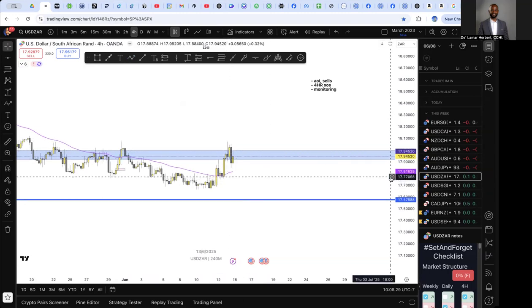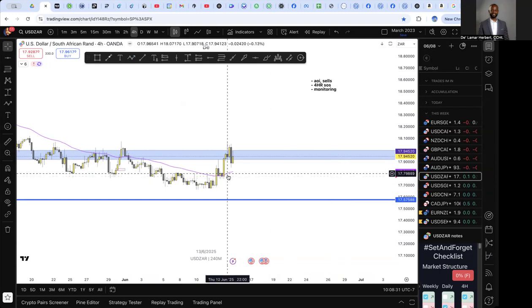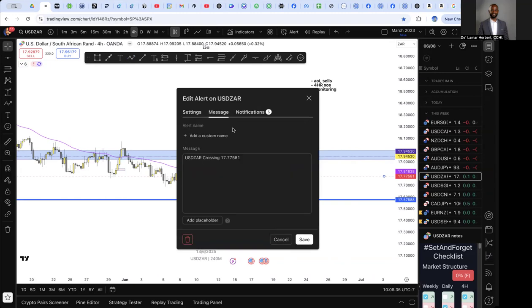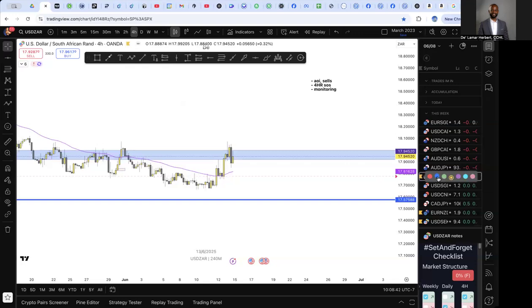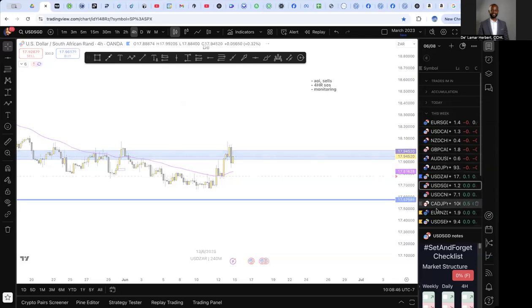I'm going to go ahead and throw an alert right here, and we'll be pretty close to our take profit. So I'm just going to throw an alert right here, and that'll be our 4-hour shift of structure. All right, so I'm just going to color this blue, and I'll bring this up later. This will go into today's category.